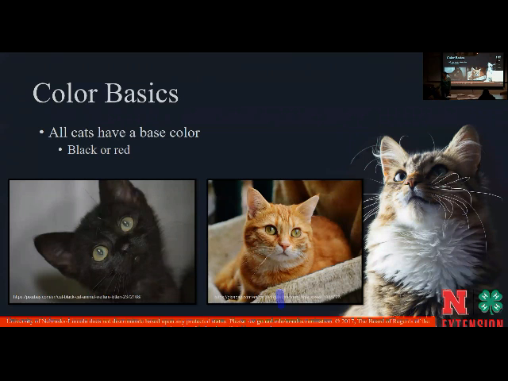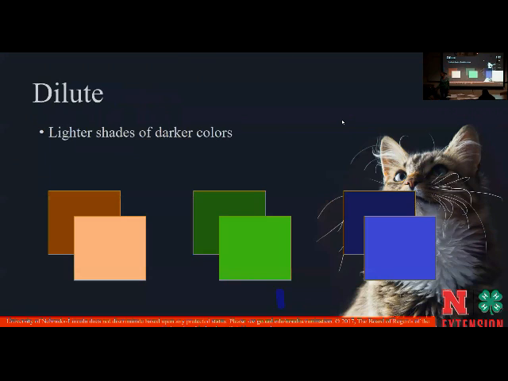We're going to get to talking about the tabby in just a little bit. We'll get to patterns. Right now we're talking about the solid colors. Here's a picture of our cat. So when we look at dilutes, a dilute color is essentially what we would think of as a lighter shade of the darker color. We talked about black's dilute being gray, and the red's dilute is cream. We call the lighter shades the dilute colors because they're not as dark or as bright as they were.